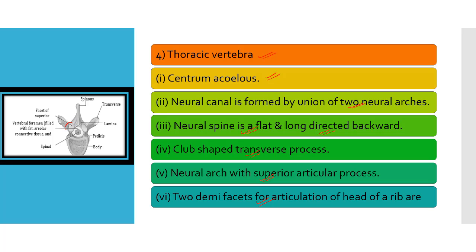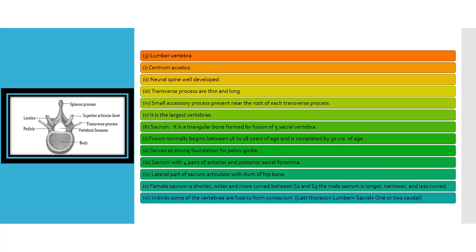This is the superior articular facet. You can see superior articular facet, and these facets are for ribs. Lumbar vertebrae, centrum is acoelous, neural spine well developed, transverse processes are thin and long. Small accessory process present near the root of each transverse process. It is the largest vertebra. So lumbar vertebra is the largest vertebra.